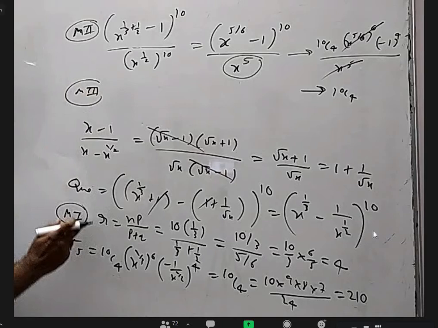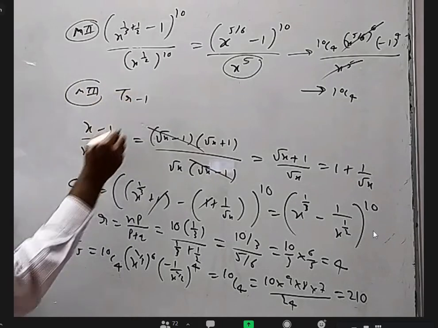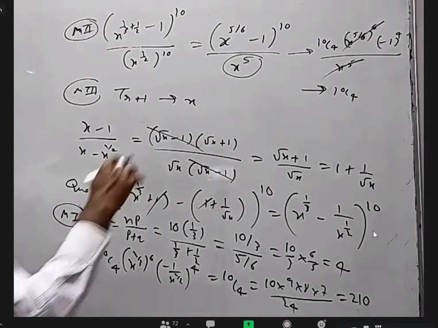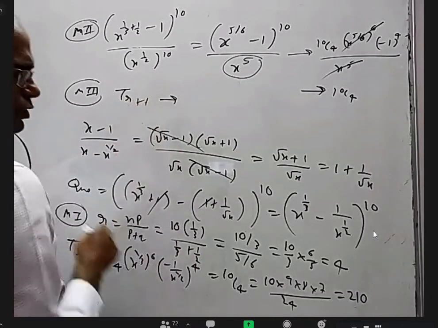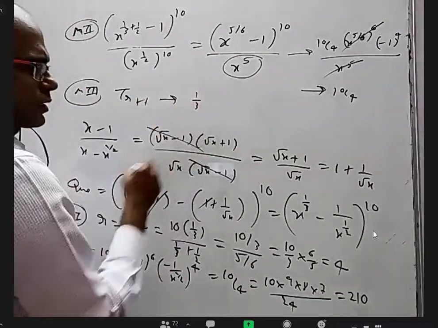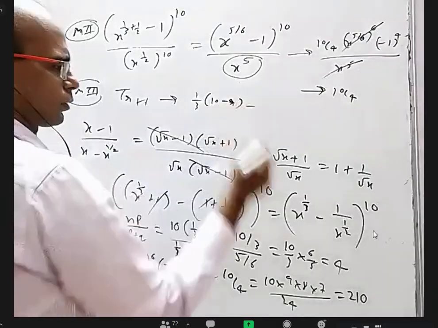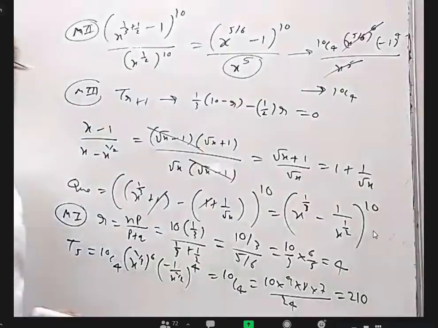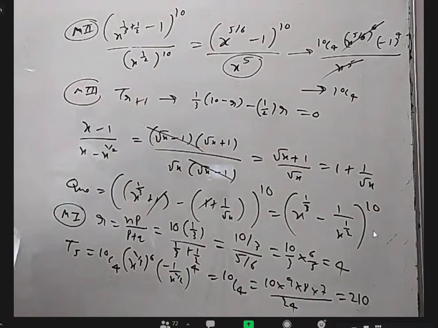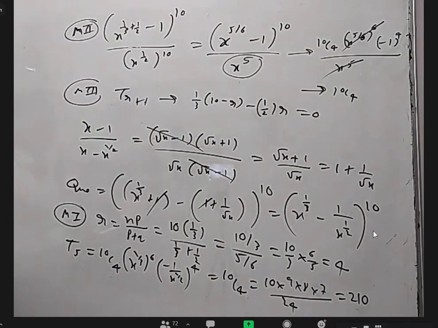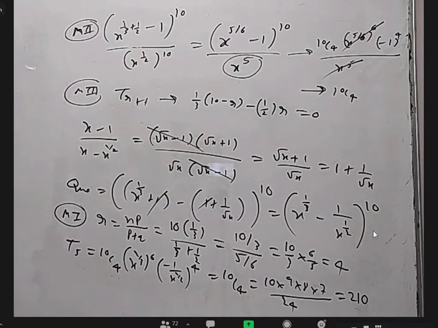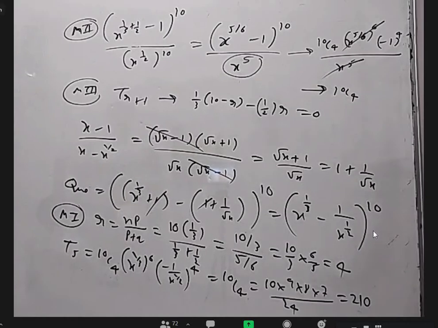Method 3, if you don't remember the method 1 formula, you have to write T(r+1). In that, find the x coefficient and equate it to 0. If somebody finds in T(r+1), what is the x power? They are going to get 1 by 3 into 10 minus r minus 1 by 2 into r. That should be 0. This is the power of x that you are going to get in the general term, and that you have to equate to 0 if you don't remember the formula. If you want the x power m coefficient, you have to take np minus m by p plus q. That was the formula. If you want the term independent of x, np by p plus q. We derived it also.